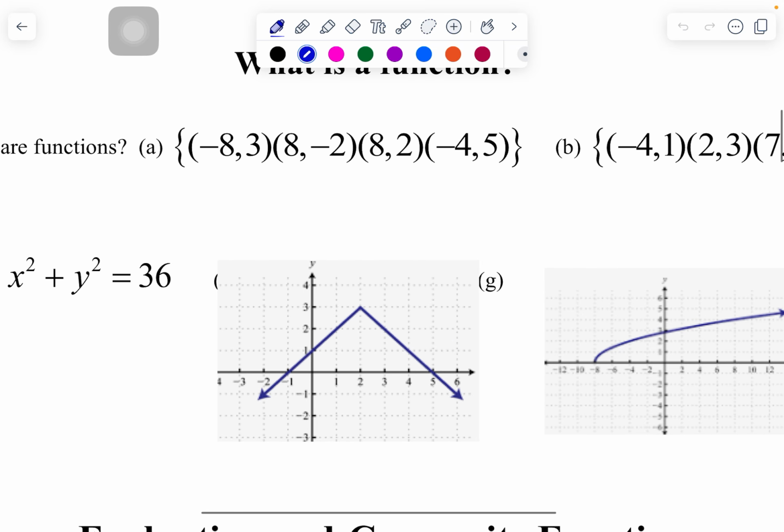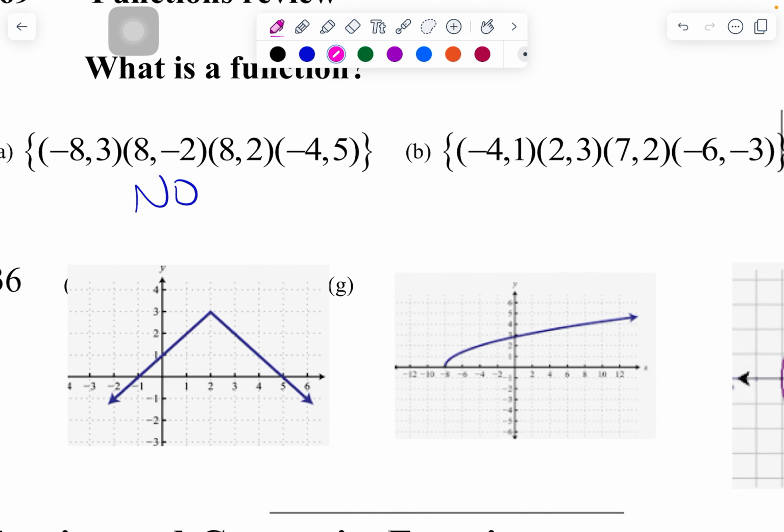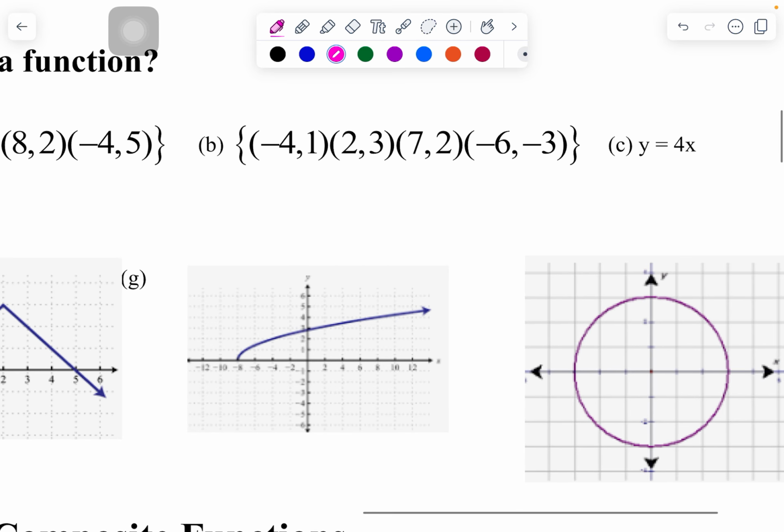Which of the following are functions? No. Part A is not a function, okay? We need that one-to-one relationship. Part B is still dealing with ordered pairs. I'm going to look at my x values. -4, 2, 7, -6. None of those repeat. So yes, part B is a function.